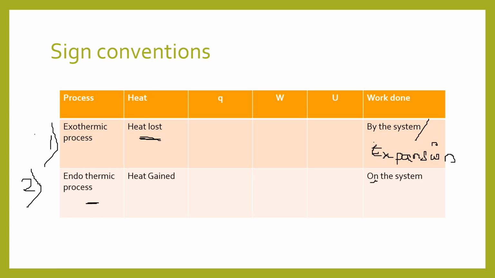On the other hand, remember what is work done on the system? It is compression. What is compression? You do work on the system. Okay, you compress the system. So work is done on the system. So this is one category, exothermic or heat lost or work done by the system or expansion. Second category is any endothermic process or heat gained or work is done on the system, because while work is done on the system, heat is gained by the system, energy is gained by the system, or compression.